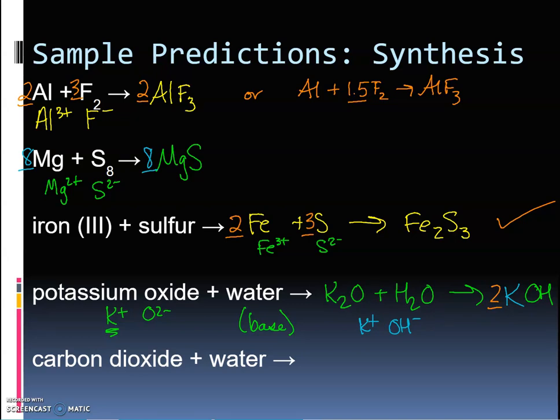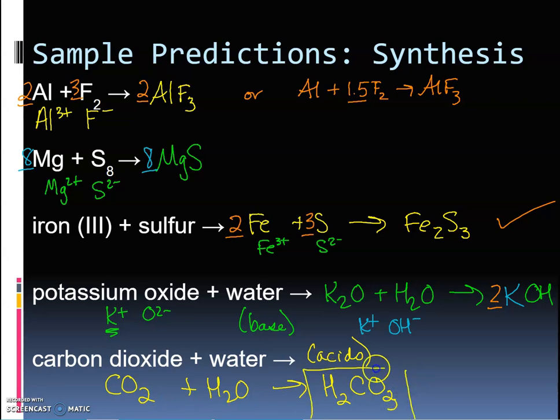Okay, what about carbon dioxide and water? Carbon dioxide is a nonmetal compound, so nonmetals make acids. Do you remember how to make the acids? You take your H's, then you take your nonmetal, and then you take your total number of oxygens. H2CO3, that is your carbonic acid. And that all balances out as well.